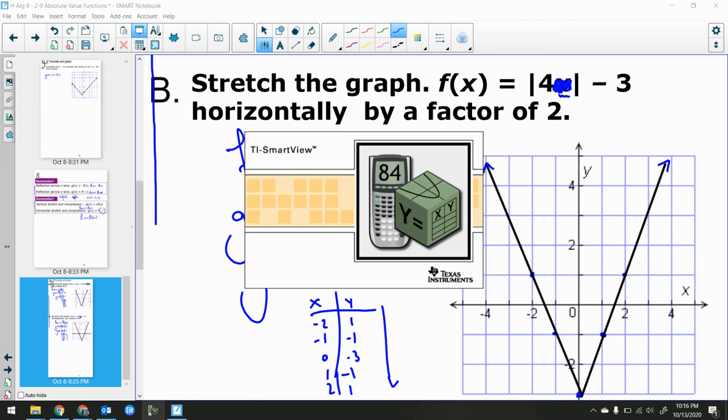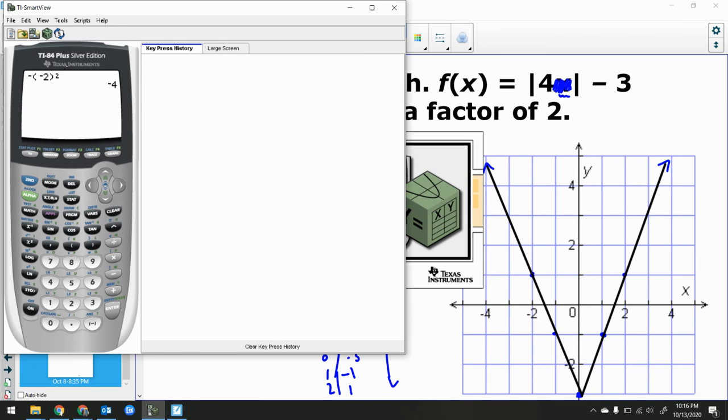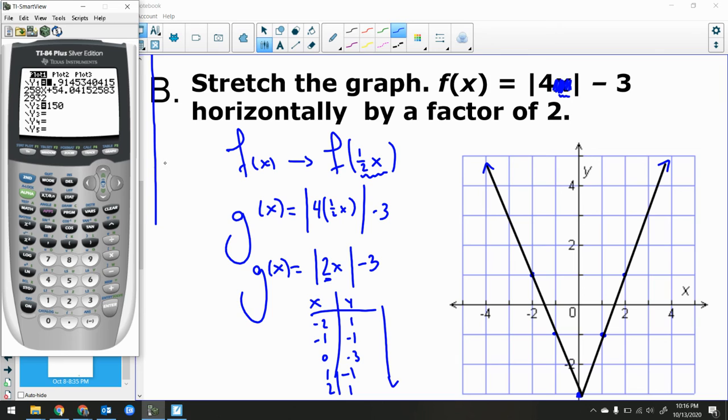Know that you can plug this into your calculator as well. Your calculators do have an absolute value function. So if I wanted to graph this, let's get everything cleared out. Here's my old one, it's in math, number, abs. Absolute value of x, close my parentheses, -3. And then we have the absolute value, math, number, abs, absolute value of 2x, close parentheses, -3.